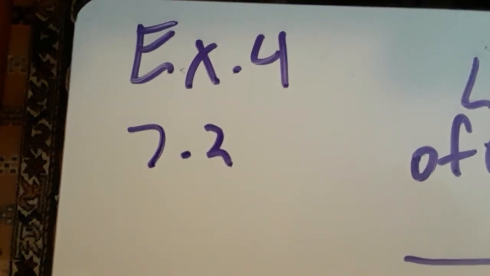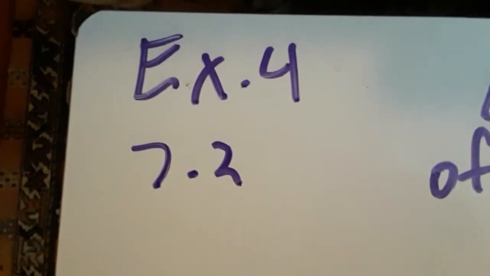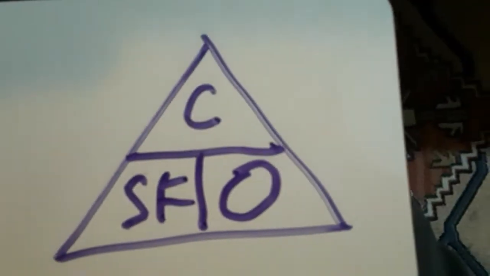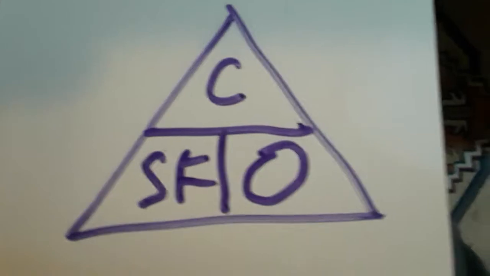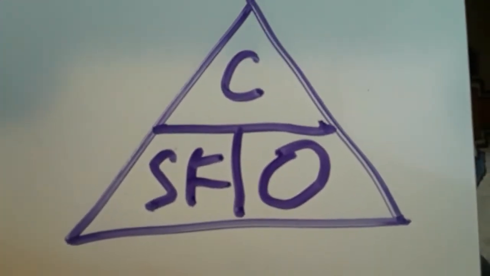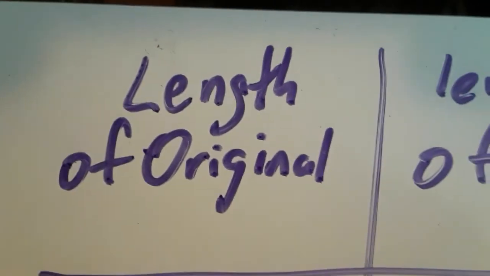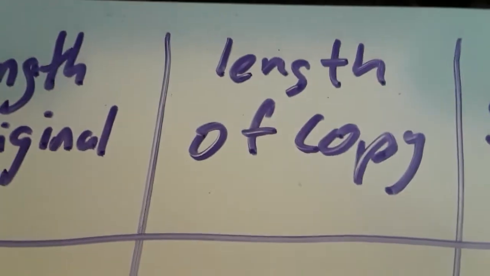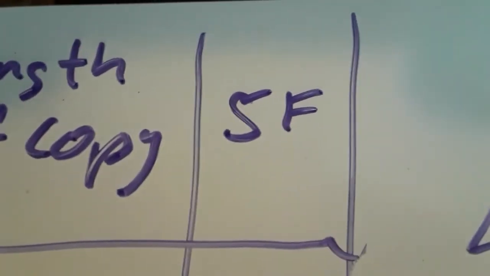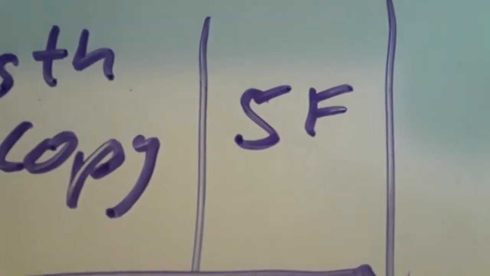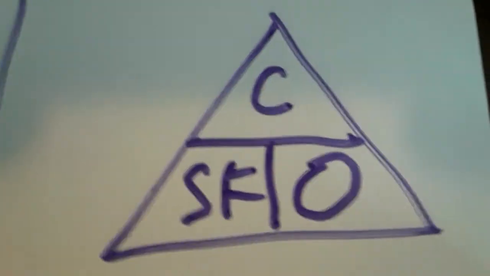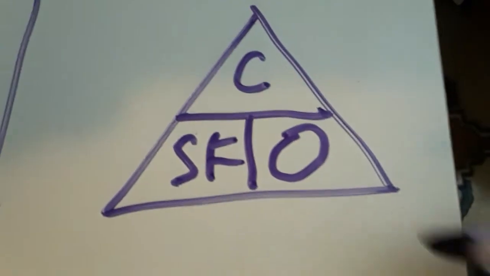We're going to do example 4 from 7.2, and we're going to be using the famed scale factor triangle. We'll use it to fill in the chart where you're given the length of the original and perhaps the length of the copy and have to find the scale factor. Anyway, you're given two of these three elements and you have to find the third.